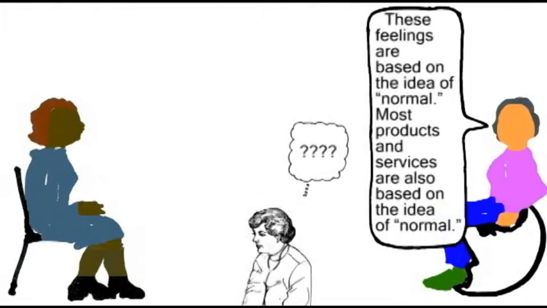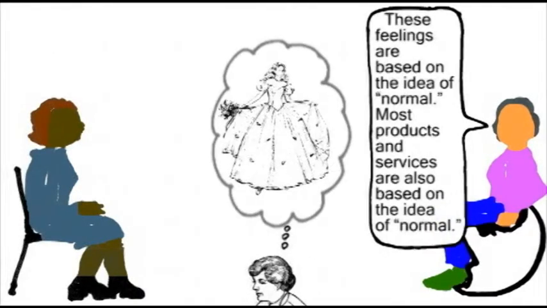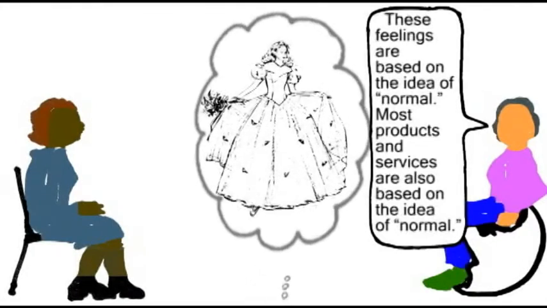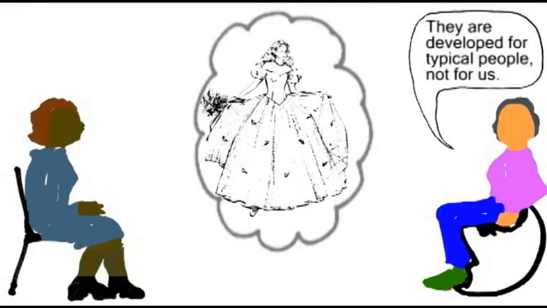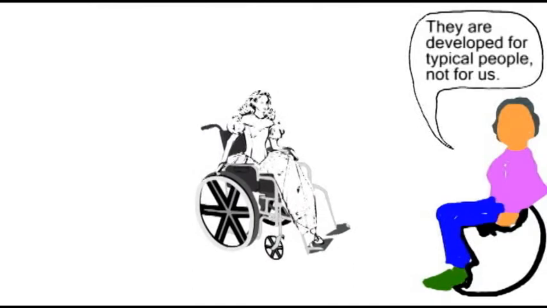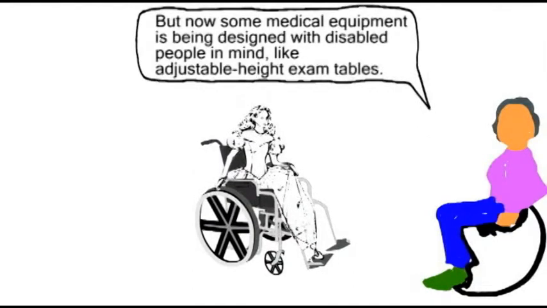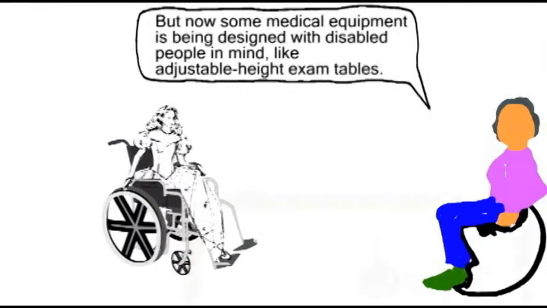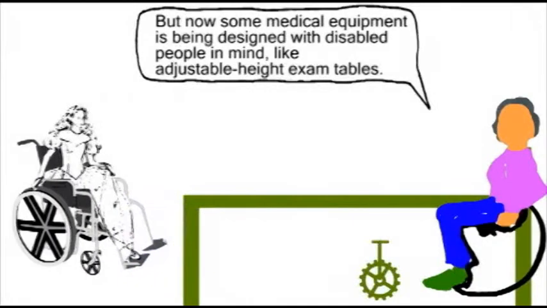These feelings are based on the idea of normal. A fashion model appears standing. Most products and services are also based on the idea of normal. They are developed for typical people, not for us. Now she's in a wheelchair. But now some medical equipment is being designed with disabled people in mind, like adjustable height exam tables. A table that is too high for Anna appears.